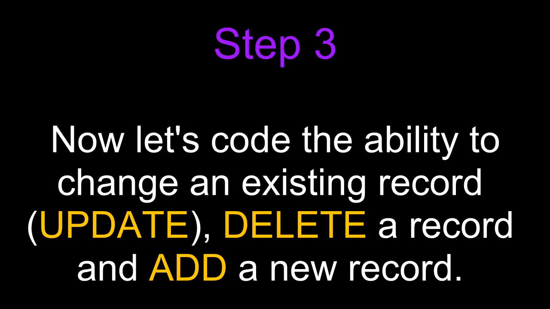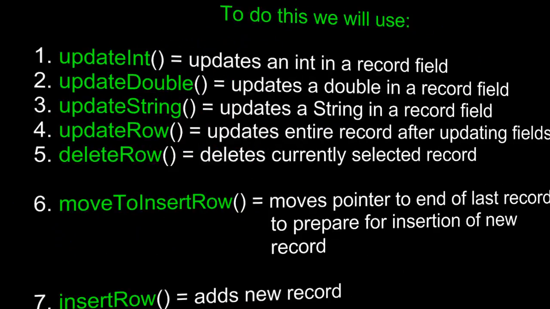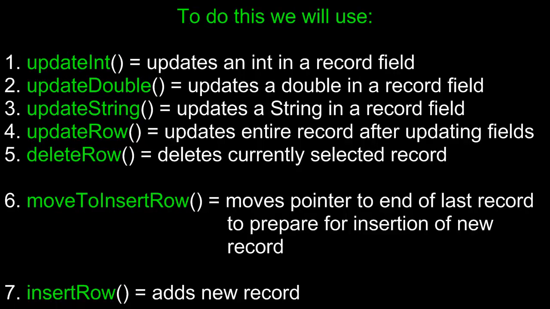Step 3. Now let's code the ability to change an existing record, that is, update it, delete a record, and add a new record. To do this, we will make use of the following methods. Update int, which updates an integer in a record field. Update double, which updates a double in a record field. Update string, which updates a string in a record field. Update row, which updates the entire row after updating the fields. Delete row, which deletes the currently selected row. Move to insert row, which moves the pointer to the end of the last record to prepare for insertion of a new record. And finally, insert row, which adds a new record.